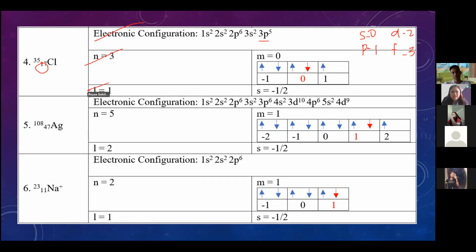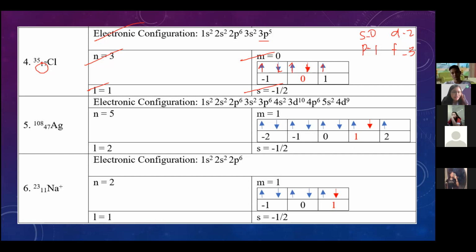And then P has 3 orbitals. We will be filling in the 5 electrons here, starting from -1, 0, and then 1 before you are going to pair, since we have a total of 5. So the last electron is found here sa 0 na orbital. So magnetic quantum number is 0. And it's going down. So this is also correct, -1/2. So tama lahat for number 4.